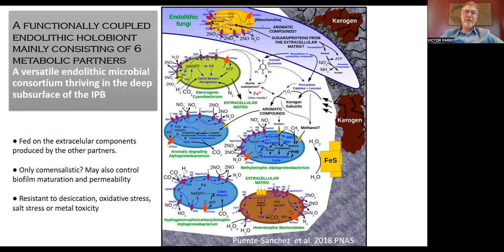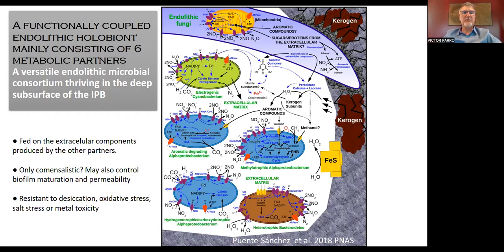Altogether, the data provide us huge information on how life could be on the subsurface, with a very tight consortium of bacteria, where fungi can provide compounds by degrading the kerogen present in the rocks. The electrogenic cyanobacteria can provide some extracellular matrix and compounds that can be used at the same time by aromatic-degrading alpha proteobacteria, etc.